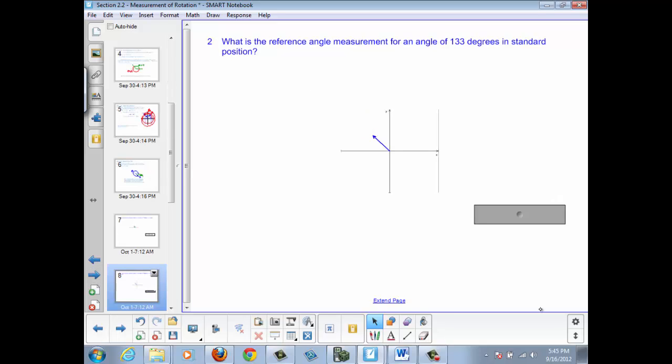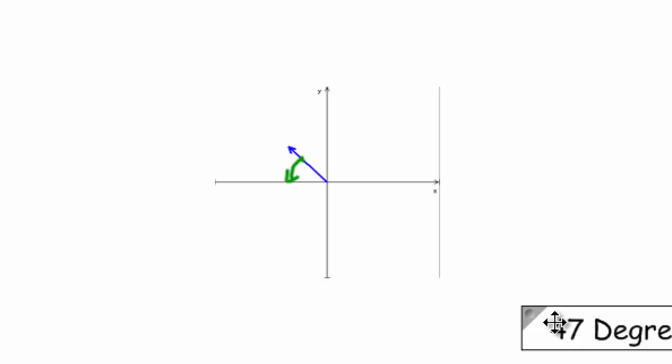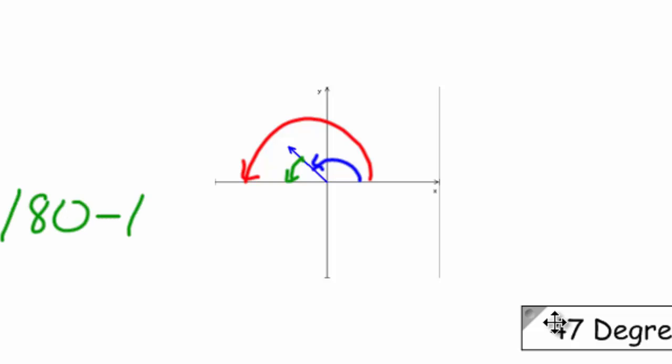What is the reference angle measurement for an angle of 133 degrees in standard position? I'll pause. Hopefully you got 47 degrees. We want this angle here, which would be everything left over from our original angle. The sum should be 180, so we're going to take 180 minus 133 to get 47 degrees.